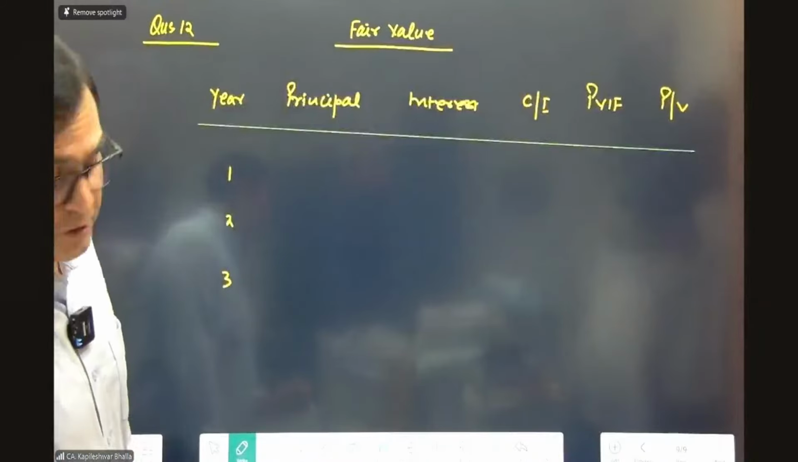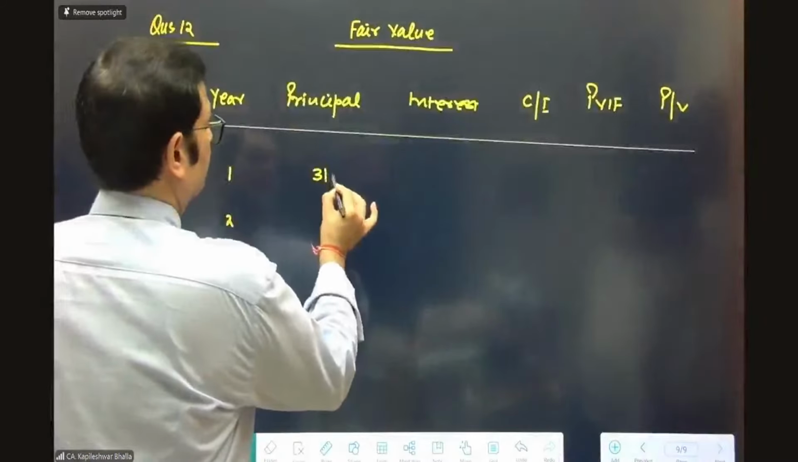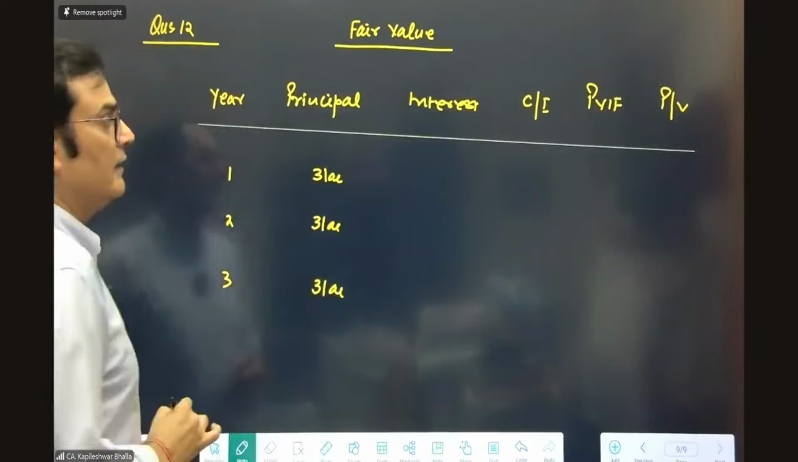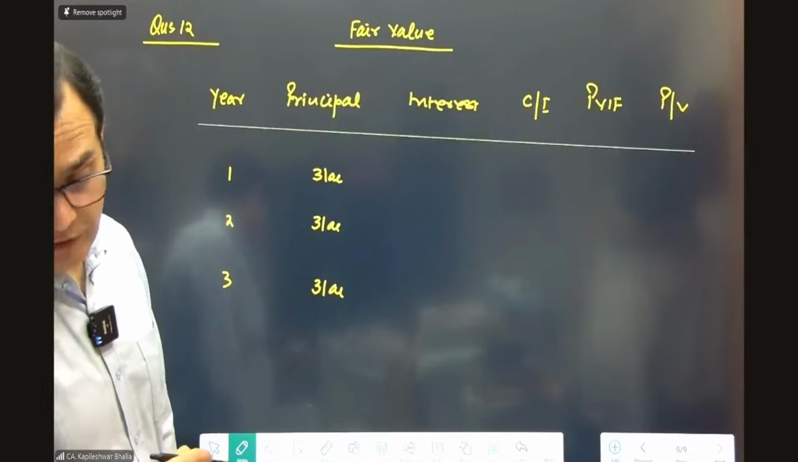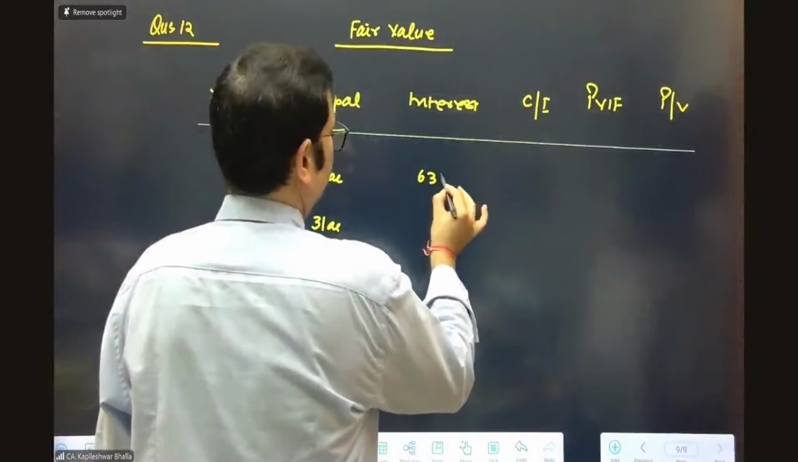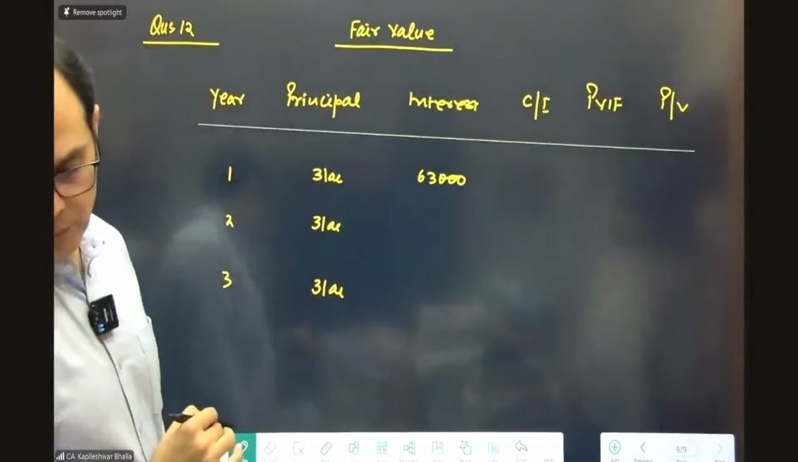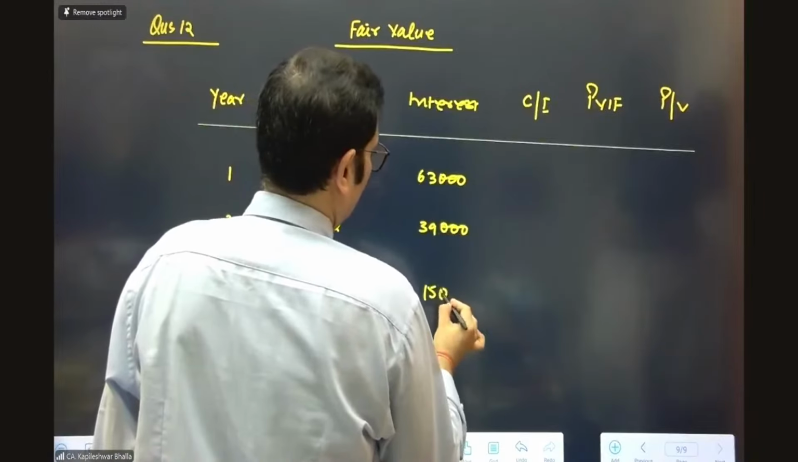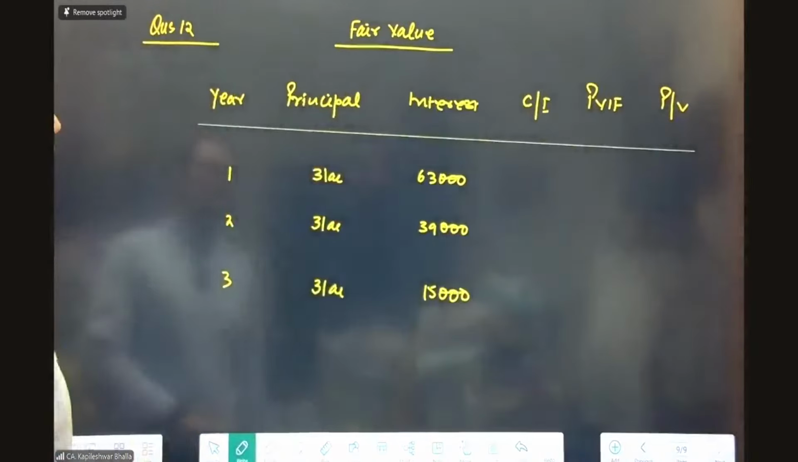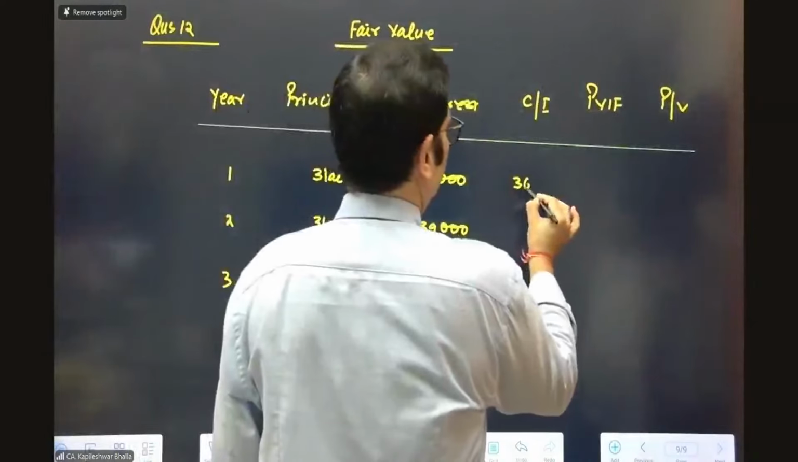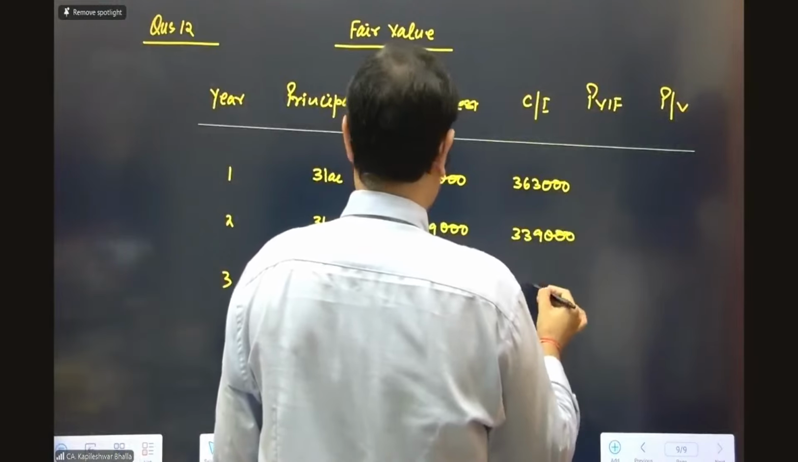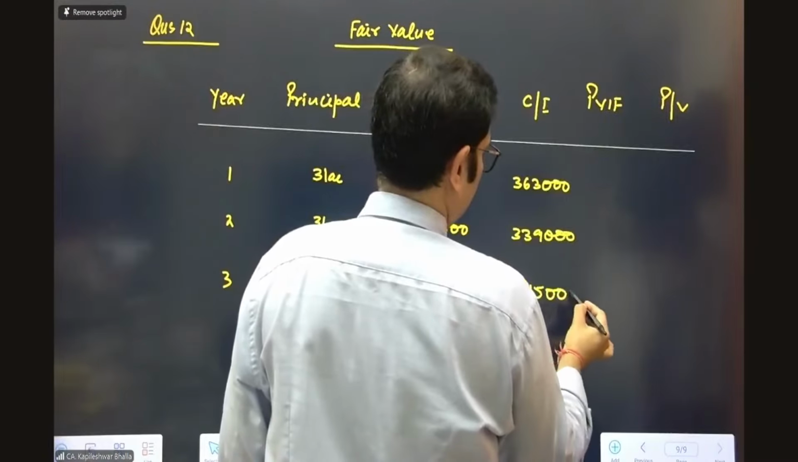So let me just copy the information. So we've got 3 lakhs, we've got 3 lakhs out here. And as far as the interest is concerned, 48 plus 15, that's 63. Then it is 24 plus 15, that's 39. And this is 15. So I don't need to calculate anything. The question has very clearly given you the principals and the interest calculations. So this comes to 363. This is 339 and this is 3,15,000.